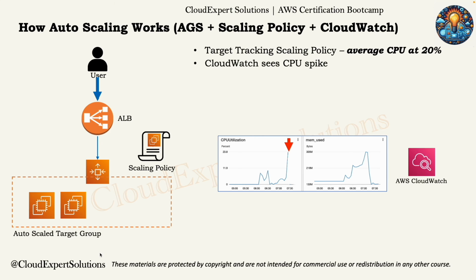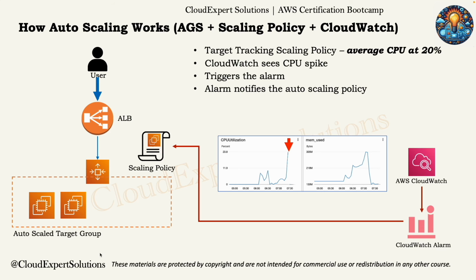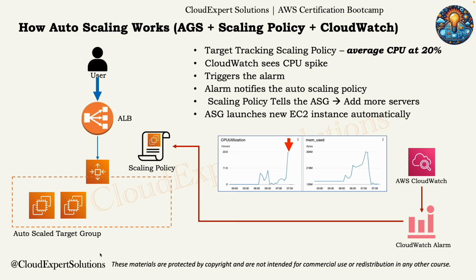Now let's review how they all work together. Let's assume CloudWatch sees a CPU spike and the CPU is above our threshold, which was 20%. CloudWatch will trigger the CloudWatch alarm. The alarm will then notify the auto scaling policy, and the policy tells the auto scaling group to add one more server. The auto scaling group will launch a new EC2 instance automatically and add it to the target group to handle the additional load. It can also work in the reverse direction to remove that additional server. Using this mechanism, the auto scaling group will add or remove instances automatically based on demand.